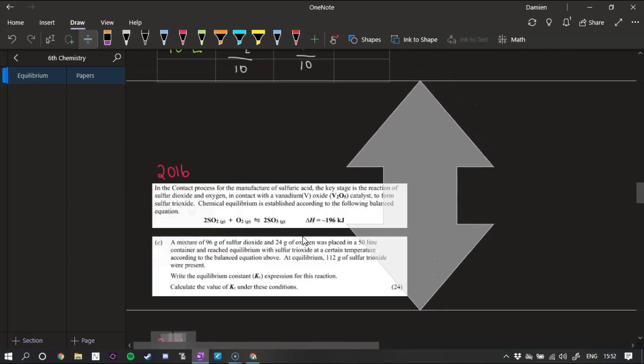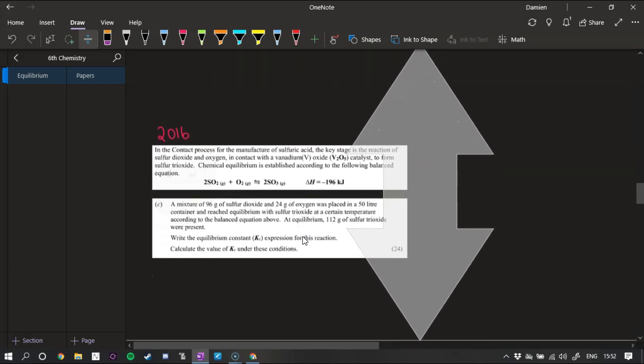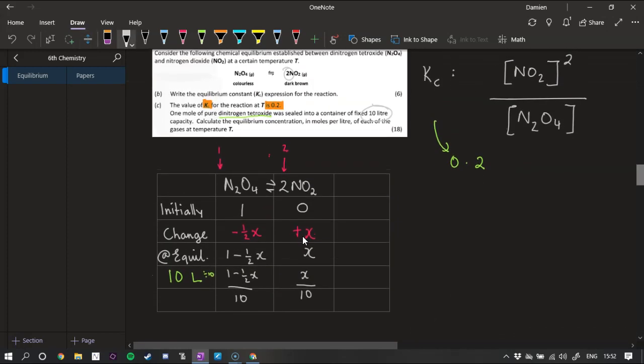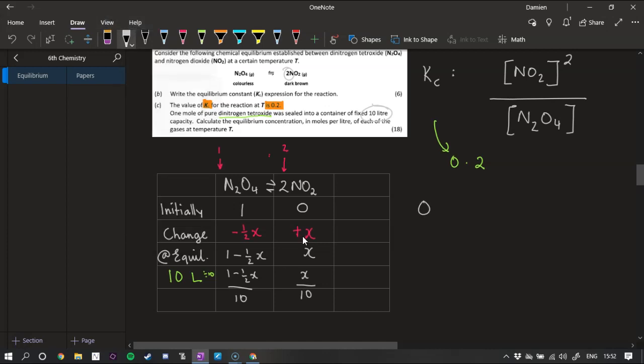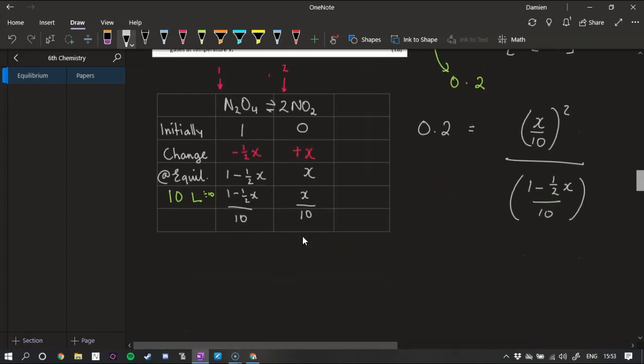Let's make a bit of space. So popping these in, we're going to end up with 0.2, because in the question it tells us that Kc is 0.2. And that's going to be equal to x over 10, which is the NO2 on the right hand side, and that's got to be squared. And all of that is going to be over N2O4, which is going to be 1 minus 1/2 x over 10. There's no square power on that. And again, we've got to try and tidy that up.